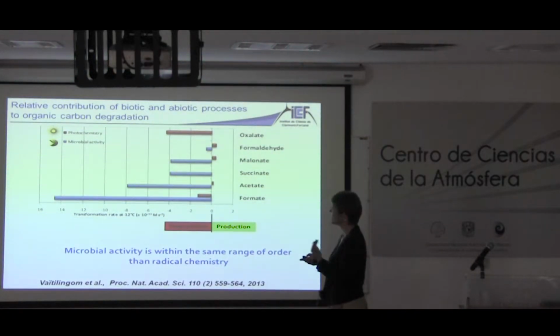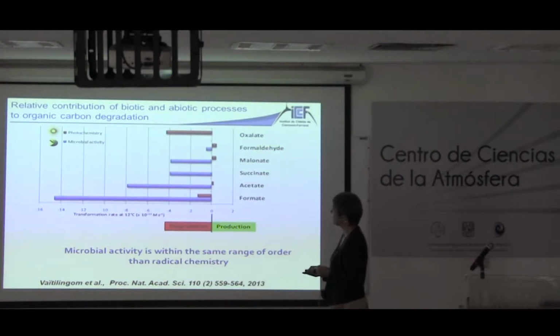We have measured the rates of transformation of different compounds. So, for instance, oxalic acid, formaldehyde, malonate, succinate, acetate, formate. These are the main compounds you can find in cloud water. And in red, you have what is produced or degraded by photochemistry. This is degraded by photochemistry. This is produced by photochemistry. And the blue ones are due to microbial activity.